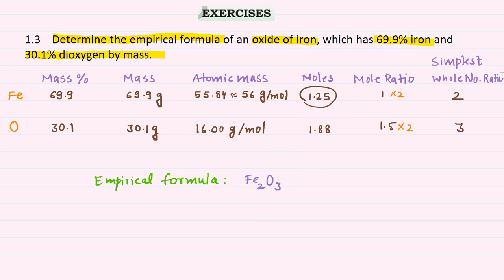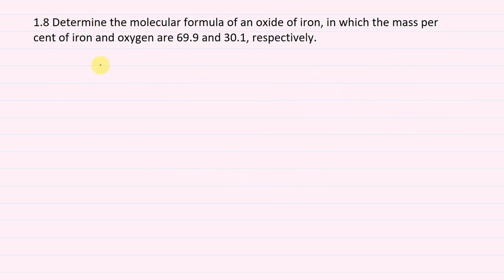Okay, now coming to the next problem. It is given: determine the molecular formula of an oxide of iron in which the mass percent of iron and oxygen are 69.9 and 30.1 respectively. It is the same problem, and here we need to find out the molecular formula. Okay, now let's see how we can find out the molecular formula.